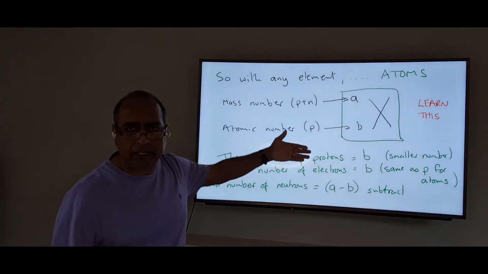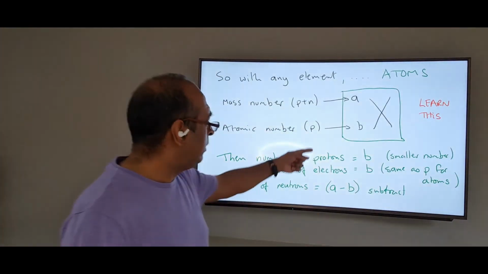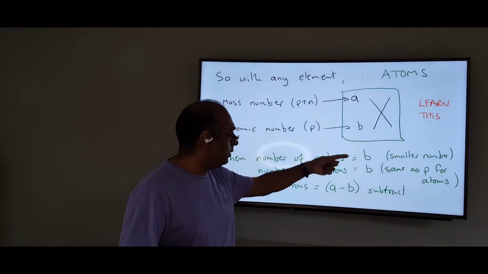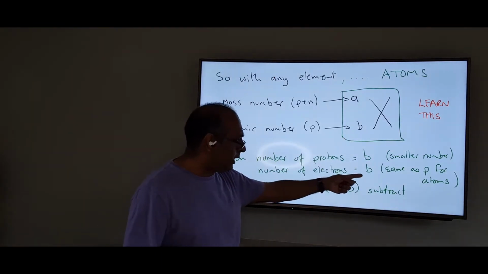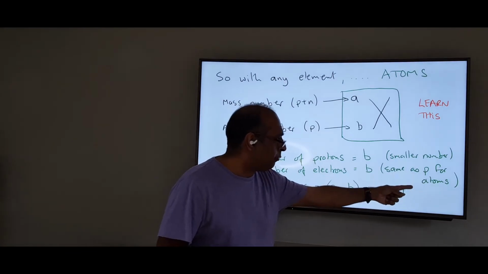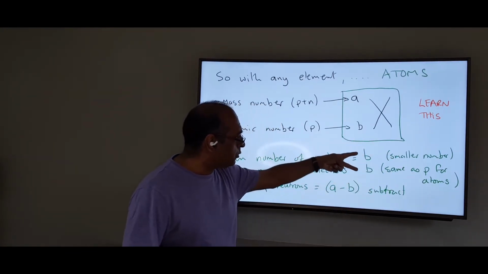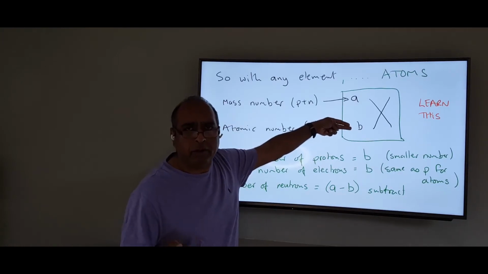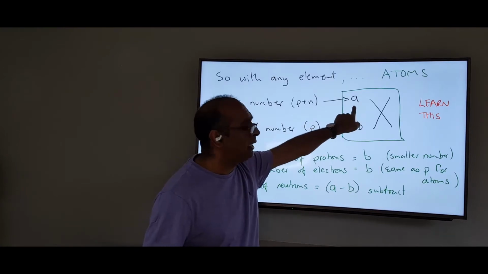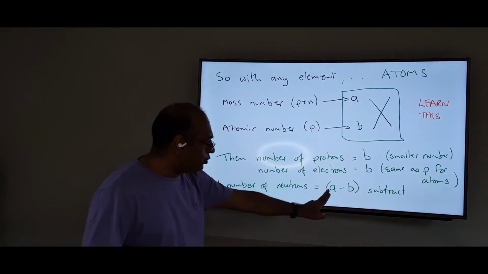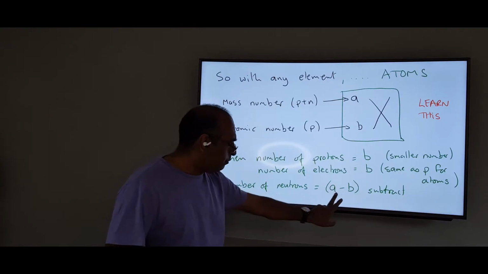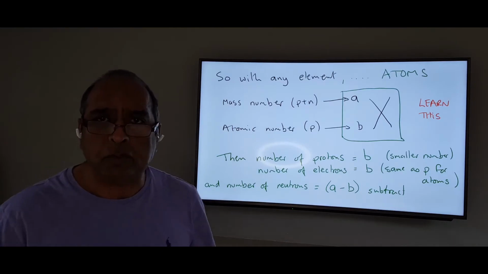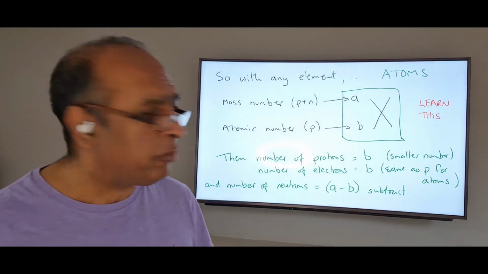So if you had mass number A and atomic number B, then that B would be the number of protons, and that B would be the number of electrons, same as the number of protons for atoms. So the smaller number, B, tells you how many protons and electrons there are in that atom. And then the number A is bigger. Subtract B, A take away B, gives you the number of neutrons. So subtracting these 2 numbers will give you the number of neutrons.